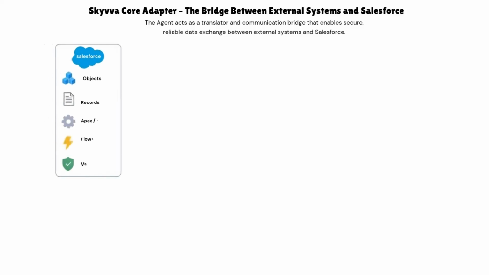The adapter core is the central communication component between Salesforce and external systems. It acts like a translator and connector that helps both systems exchange data securely and correctly. First, on the left side, you can see Salesforce. This is where requests or data originate or where responses are sent back. Salesforce processes data through objects, records, Apex processes, flows, triggers, and validations. It connects to the adapter using the Salesforce API REST.